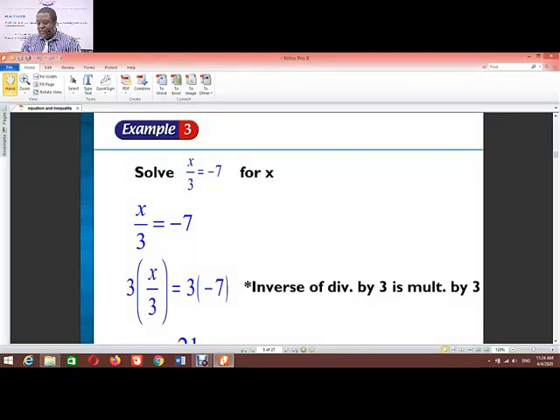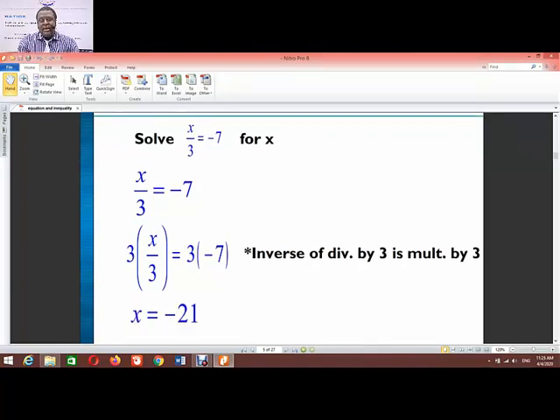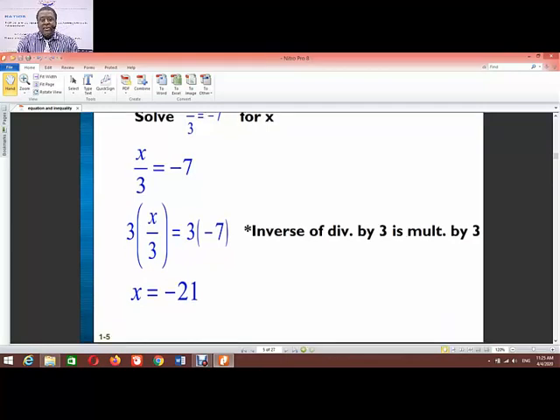In the third example, we have to solve the linear equation x over 3 equal to minus 7 for x. And this case is a bit different because we have a fractional equation. So we multiply both sides by 3. By multiplying both sides by 3, the 3 cancels the 3 below. Then we have x equal to minus 21.